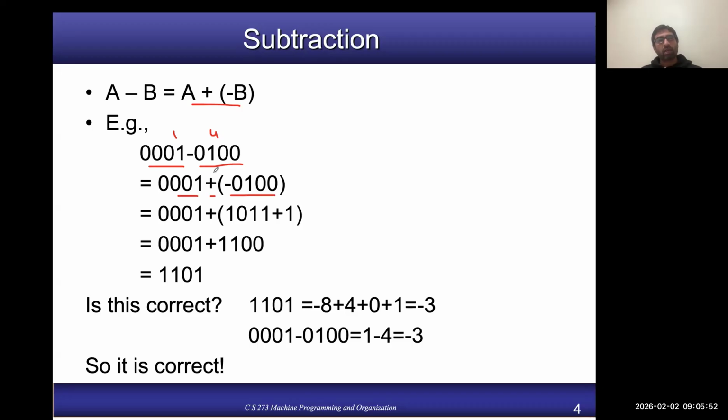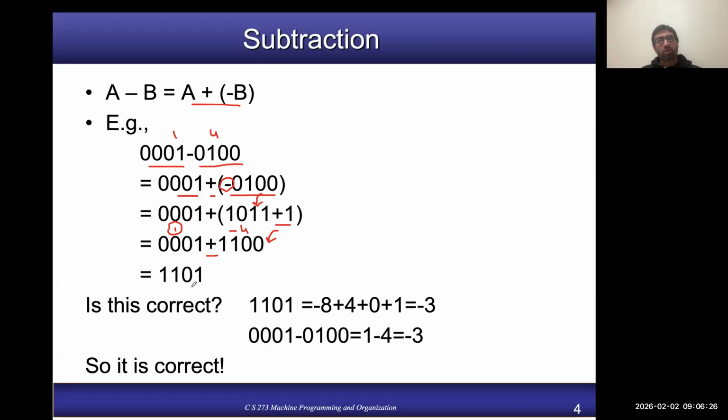But how do we get the binary of -4? Not by putting a minus sign, but by first getting the ones complement and then adding 1 to it. So when we first get the ones complement of the binary of 4, we get 1011, and then we add 1 to it. So when we add 1 to it, we get this bit pattern 1100. So now this is the binary of 1, and this is the binary of -4, right? So now you can add them together. When you add, you will get 1101.